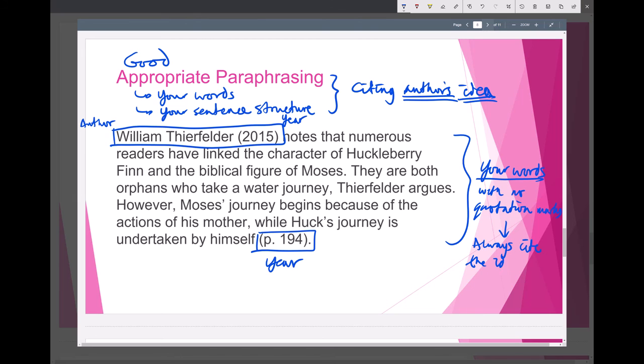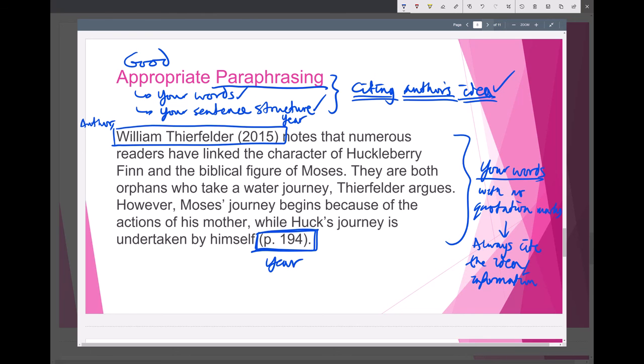Cite the idea when it's not yours, or the information. Here, by putting in the author's name and the year, and even where they find it, you are paraphrasing. Don't forget that. You still need to cite. So you need your words, you need your sentence structure, but you always need the citation. Let's read what this is like, why this is a good one.